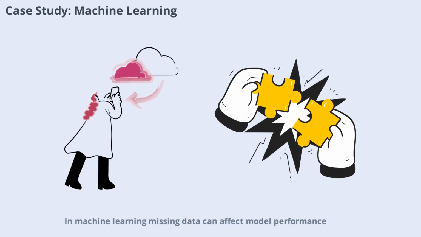In machine learning, missing data can affect model performance. Some algorithms can handle missing values directly, while others require imputation. Choosing the right approach depends on the algorithm and the nature of the missingness. Proper handling ensures that your models are accurate and robust.